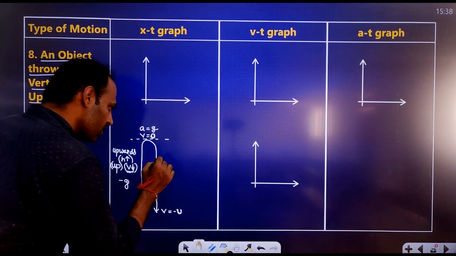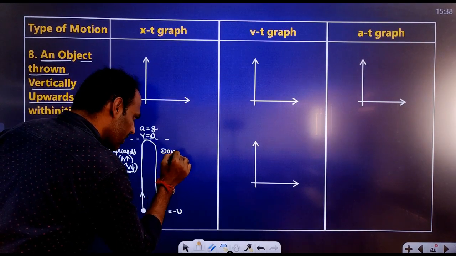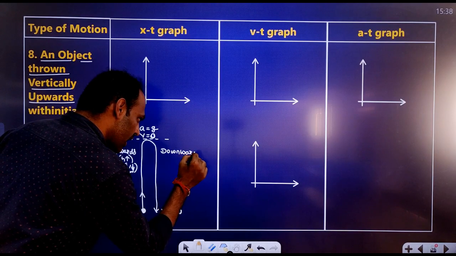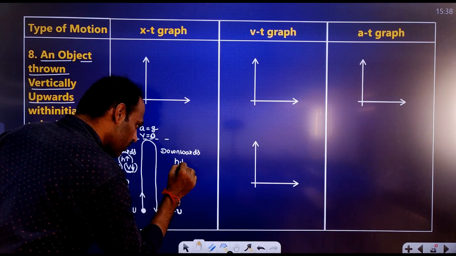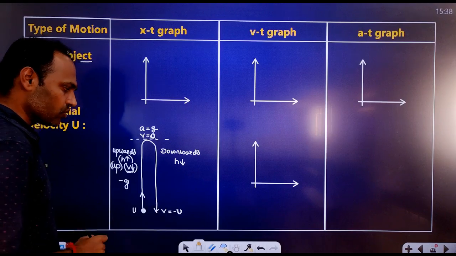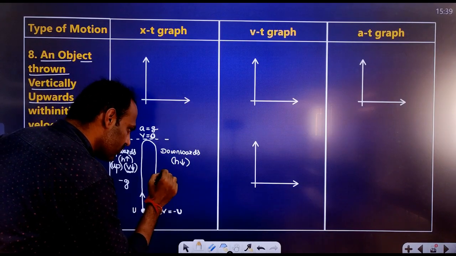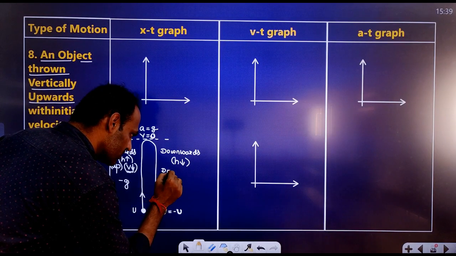Okay, while coming downwards, what happens to the height? Height reduces. The height of the ball with respect to the ground goes on reducing. If height goes on reducing, here velocity will be downwards in direction.